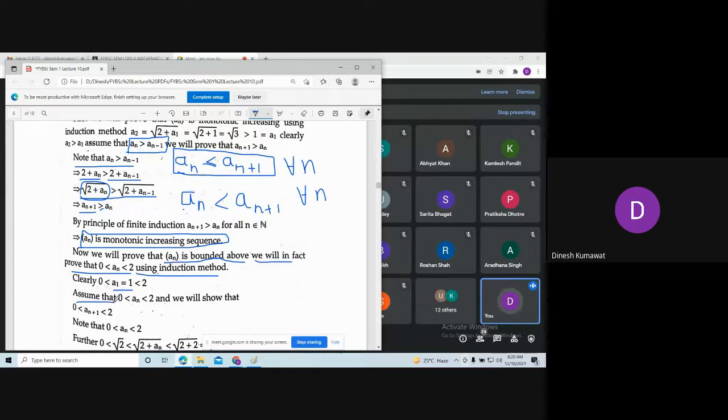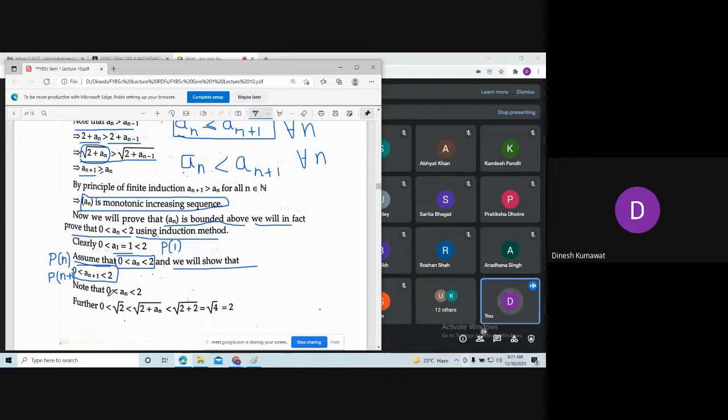Now assume that an is between 0 to 2. This is our induction step, because this is my p of 1 and we have shown that p of 1 is true. Now we are going to assume p of n is true. So this is my assumption. And now we are going to prove p of n plus 1 is true. You just replace n by n plus 1. So we will show that an plus 1 is between 0 to 2 using induction.